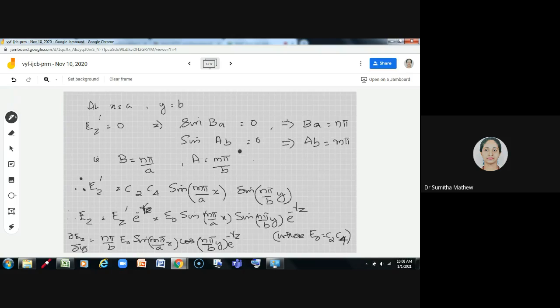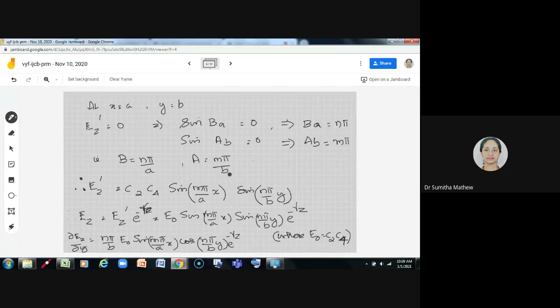Similarly, sin AB is equal to 0 means AB should be some multiple of pi. Again, we choose another integer m. So AB is equal to m pi. So BA is equal to n pi, AB is equal to m pi separately. That means from which we can write capital B is equal to n pi by a and capital A is equal to m pi by b. Okay, hope you are following that.